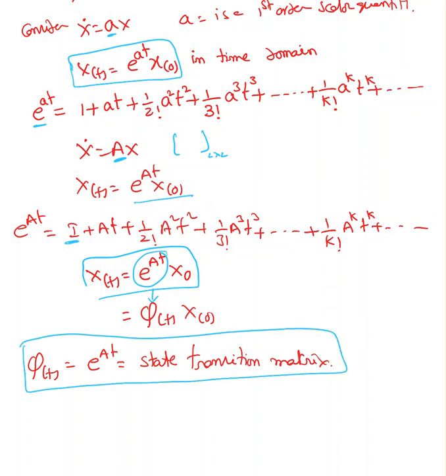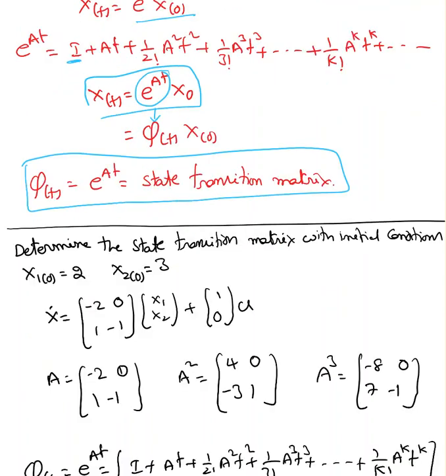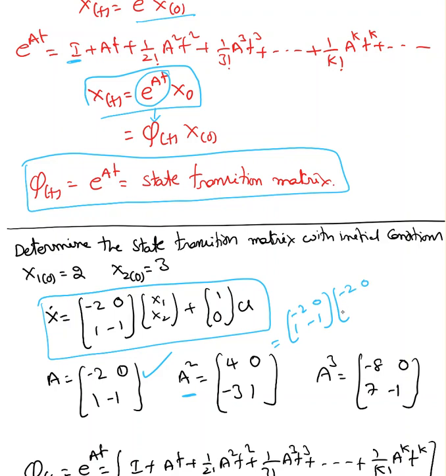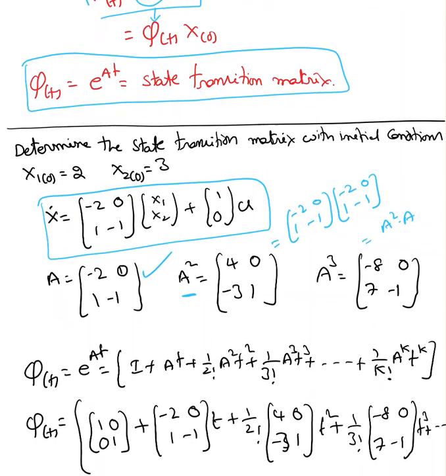Here is the first example of how to find this state transition matrix. The given system is x dot equal to the matrix minus 2, 0, 1, minus 1 times x1, x2, plus 1, 0 times u. That's the state equation. From there I can tell this is the A matrix, minus 2, 0, 1, minus 1, and I found A square by multiplying minus 2, 0, 1, minus 1 with minus 2, 0, 1, minus 1. Multiplying these two, I end up with A square. Same thing, I found A cube, which is A square times A. I can find A to the power of 4, A to the power of 5 and so on, but I'll stop here at A cube.